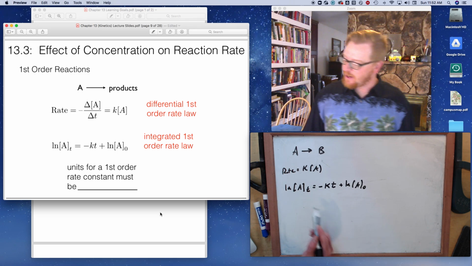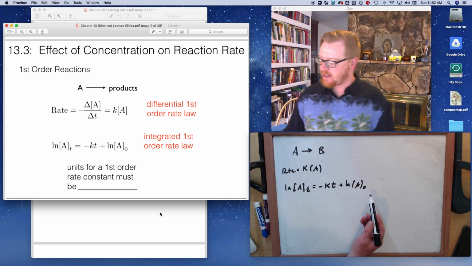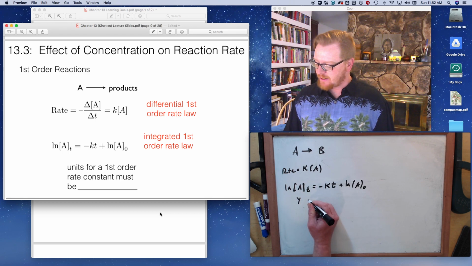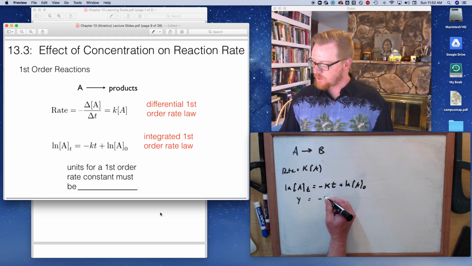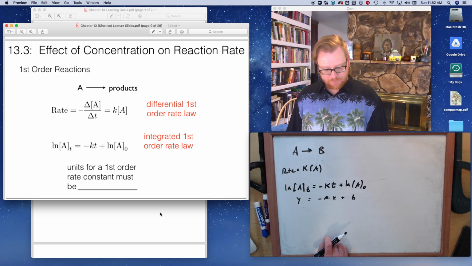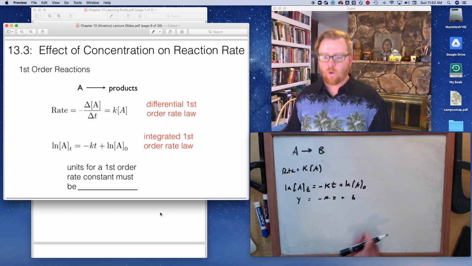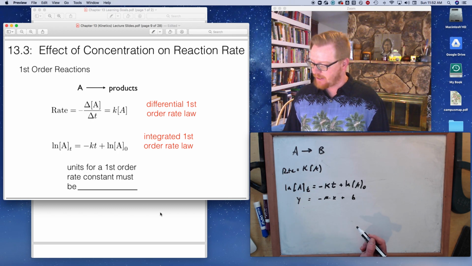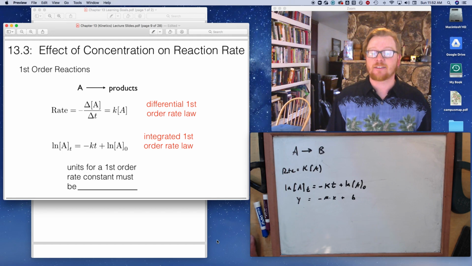And what we have here, the reason why this equation is written in this form, it is written in the form of a line, y equals negative mx plus b. Okay? So this is pretty cool. And I'm going to show you a plot of this here in a second. But now if we also think about our units of the rate constant, this is also going to be important.